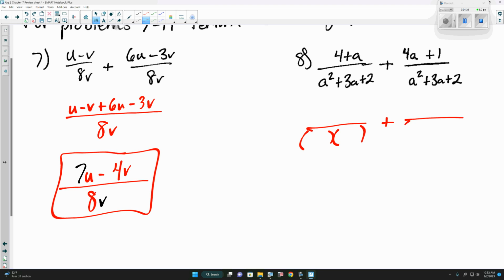Two sets of parentheses. Now, since the 2 is positive, our signs are the same and match the sign in the middle term. So plus and plus. Factors of a squared are a and a. And factors of 2 are, well, since we know the second one is the same thing, we can copy it over.